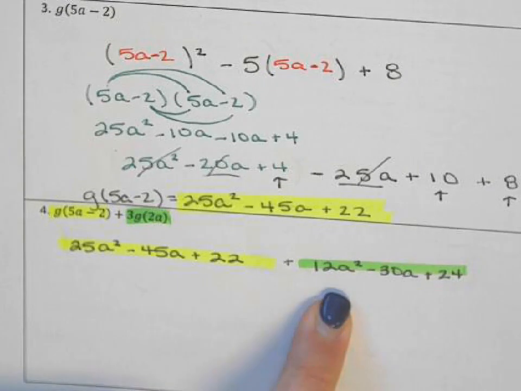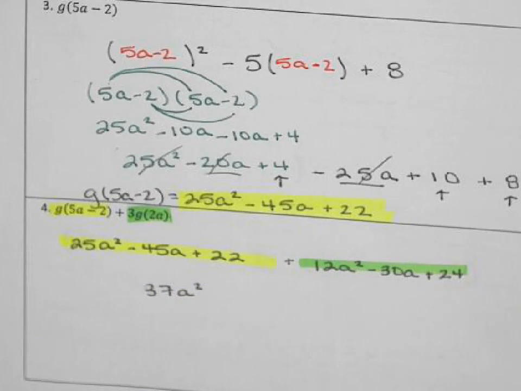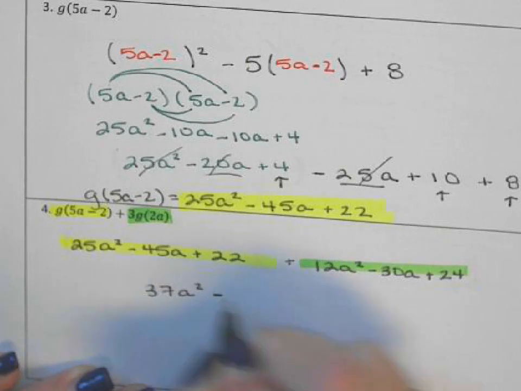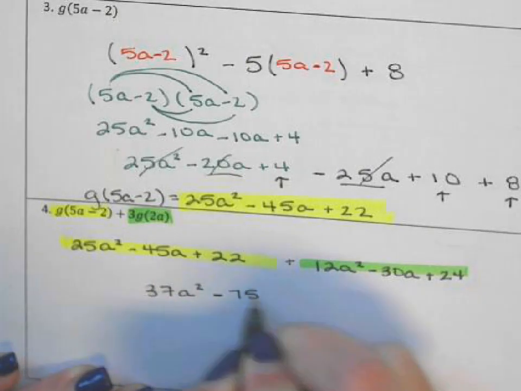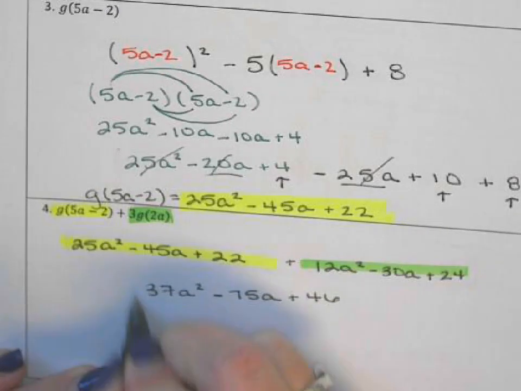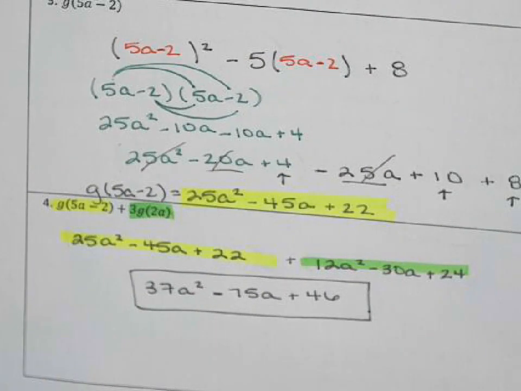25a squared and 12a squared is 37a squared. And negative 45 and negative 30 is negative 75a. 22 and 24 is 46. And that would be my final answer. Does that look okay?